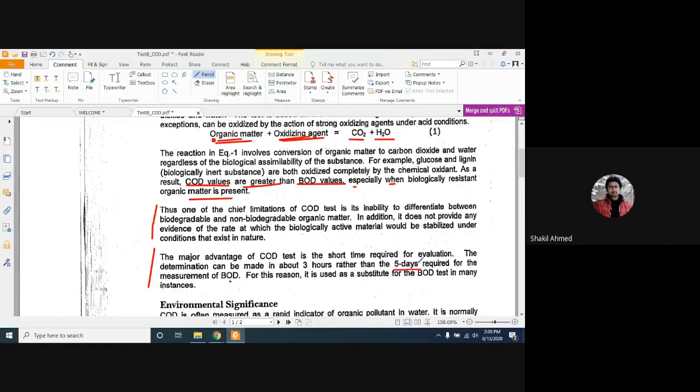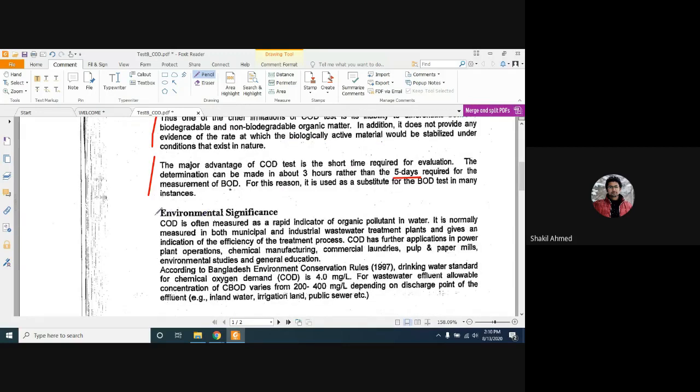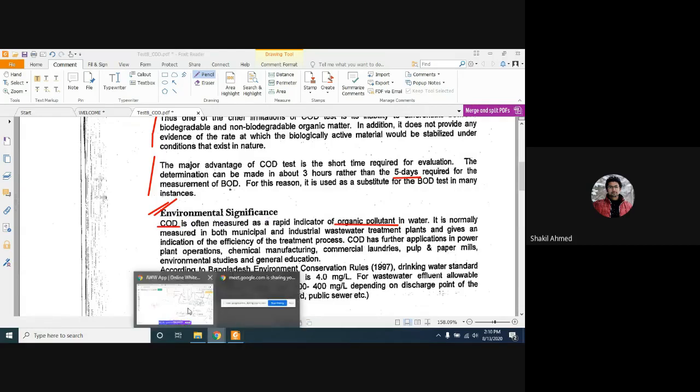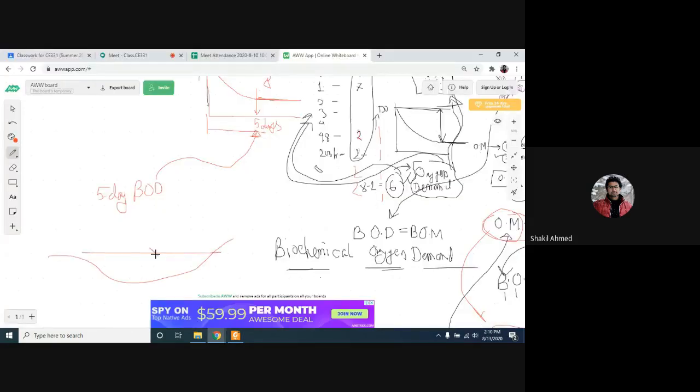5 days. Okay. Environmental significance. It has a massive environmental significance. COD is often measured as a rapid indicator of organic pollutant in a river. If you go to a river and you want to see how polluted the river is, then BOD and COD, these two parameters are incredibly important to know.